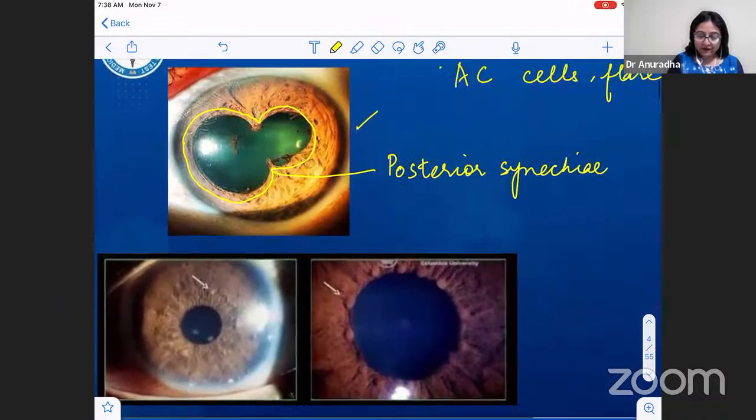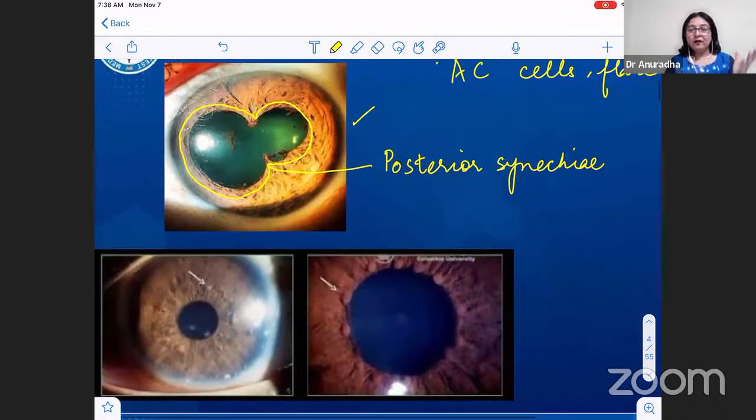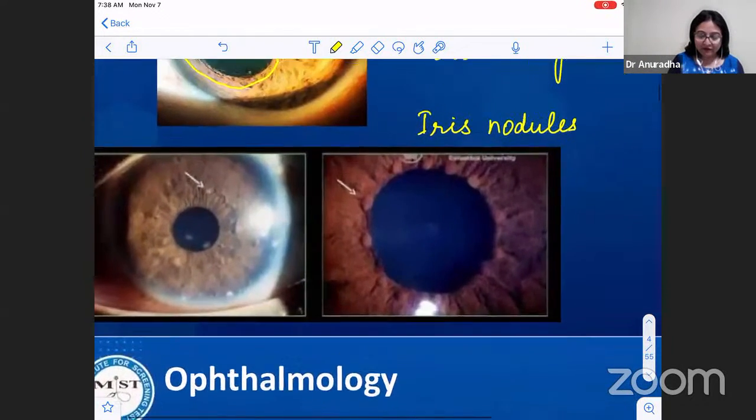They asked you that the Koeppe nodules or Busacca nodules, where are they present? The nodules are also seen in anterior uveitis, and these are your iris nodules, which are present on the iris. So sometimes you can get an image like this also.